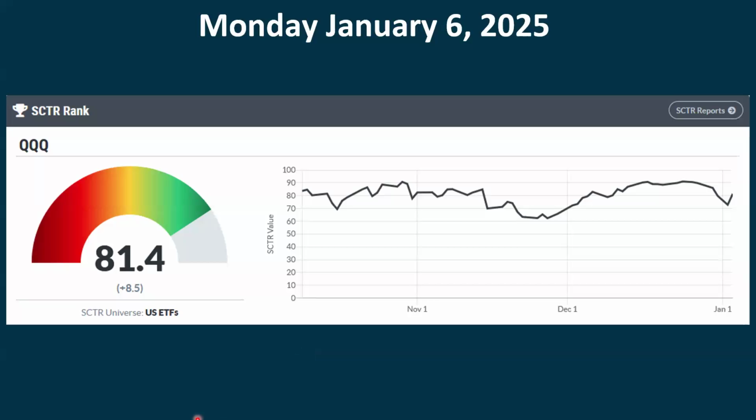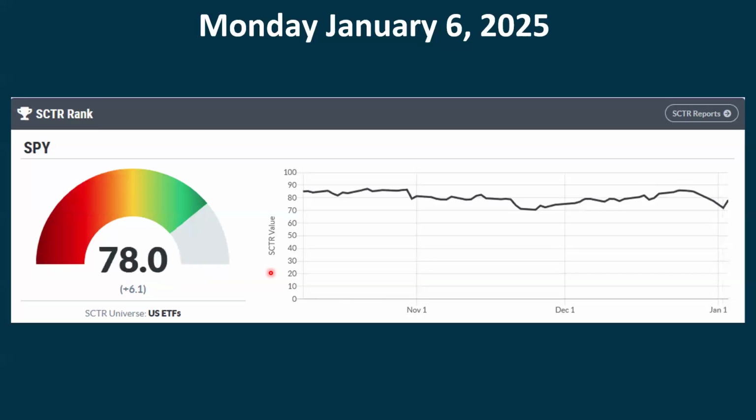But coming in first place are the Qs at 81.4. Now, when this index is really strong, it'll be up into the 90s, but it's still giving us a fairly good score overall, and the best one this week. In second place is the S&P 500, represented by the SPY, coming in at 78.